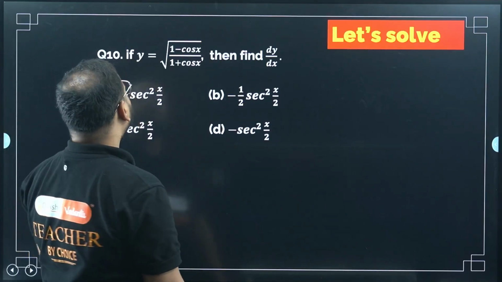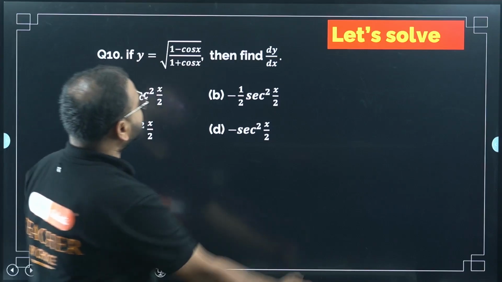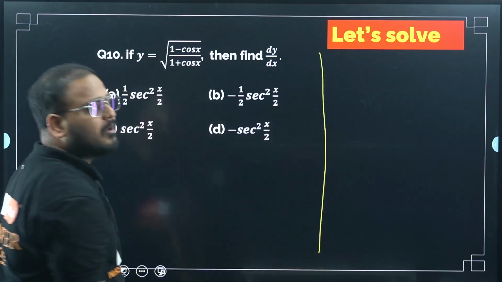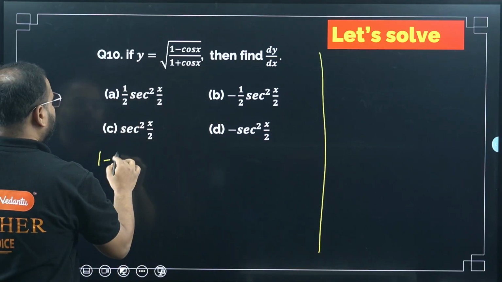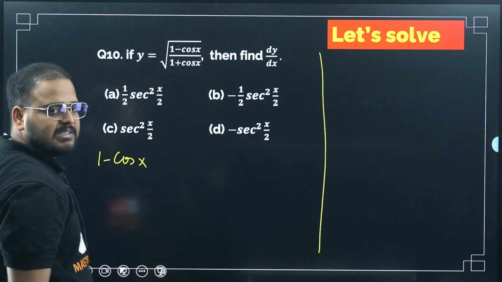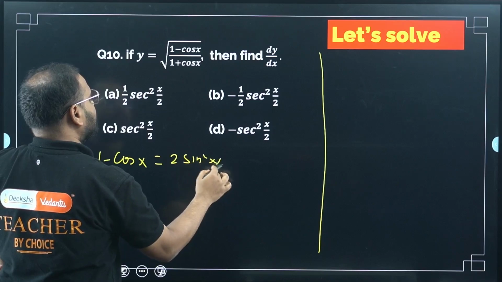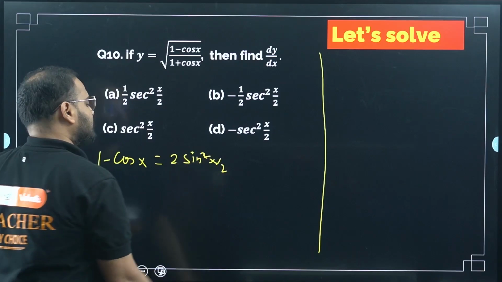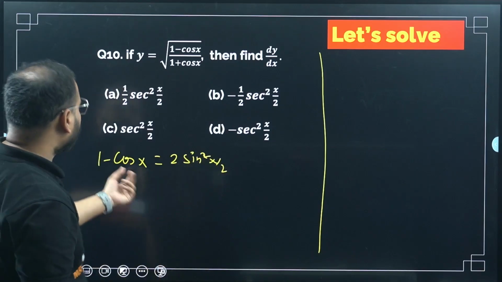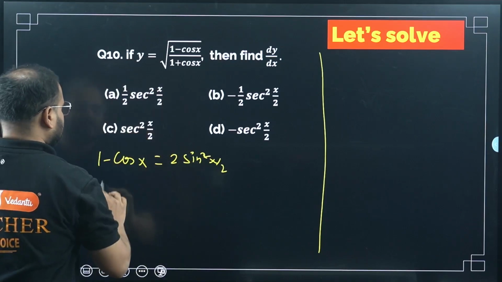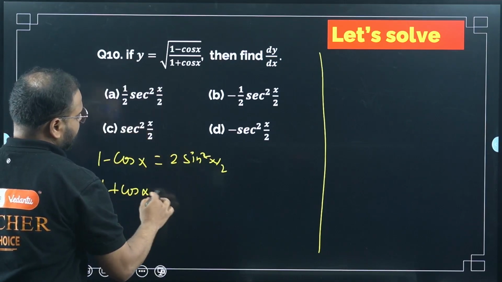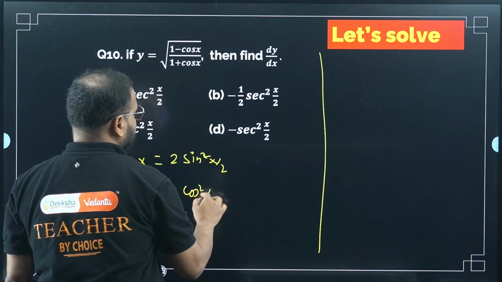The last problem of the day, very last problem of the day, very simple. You'll use two formulas here. Okay, what is it? 1 minus cos x. Remember, this is nothing but 2 sine square x by 2, sir. Please understand this. And what about 1 plus cos x? Same way, sir. 2 cos square x by 2, sir.